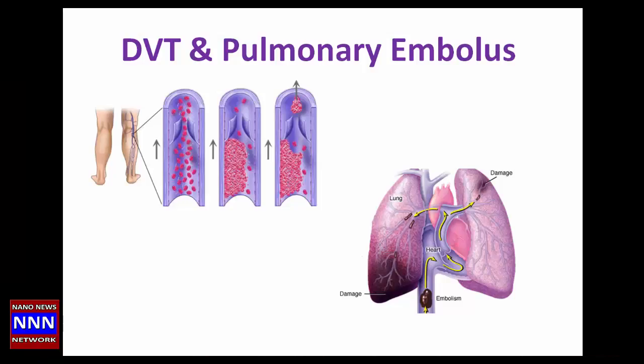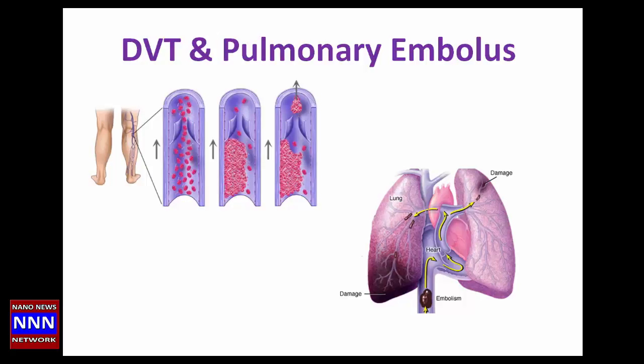Okay, a little bit about DVT and pulmonary embolus. DVT, as I said, simply stands for deep venous thrombosis. When we talk about deep venous thrombosis, we are mostly referring to blood clot formation in the deep veins running in the leg. As you can see, here is a vein which has some valves which keep the blood from falling down, and sometimes there can be a clot formation in the veins that can later on give rise to symptoms, or it can go to other parts of the body.